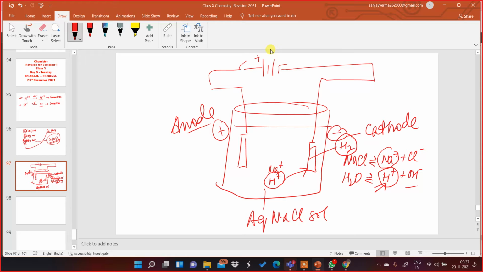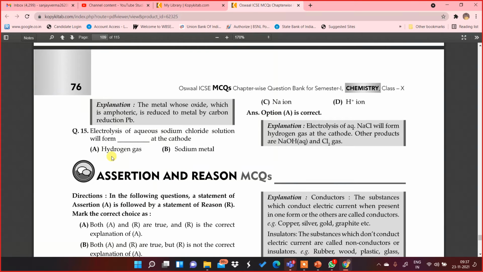Okay. So what should be the answer for that? The answer should be hydrogen gas. It should be option A, not sodium metal, because sodium ions are placed above hydrogen in the activity series, in the electrochemical series. Okay. Now this was the MCQs.